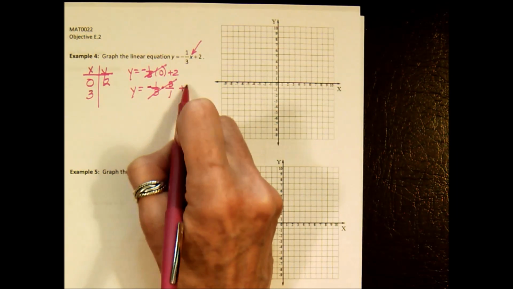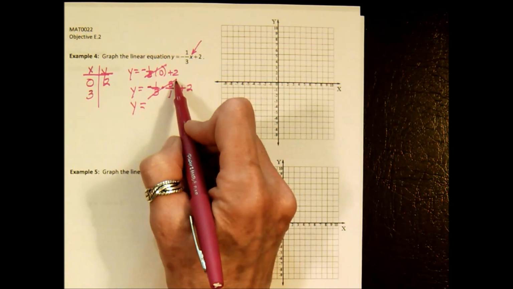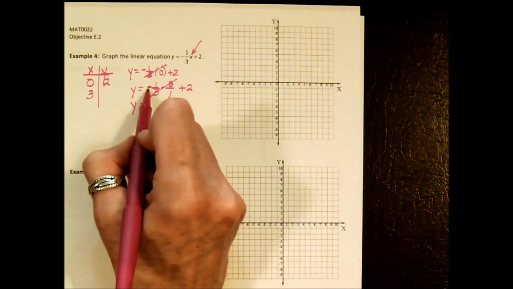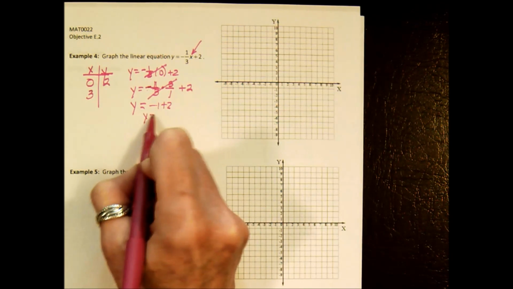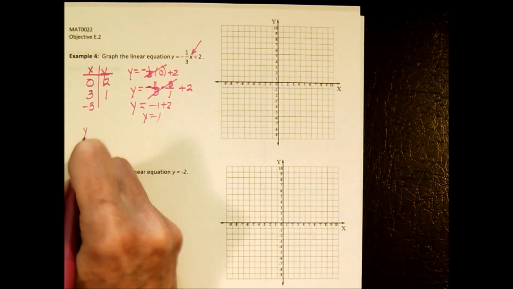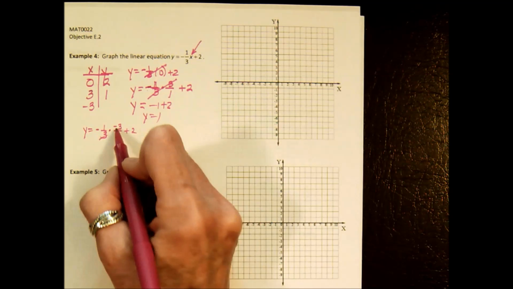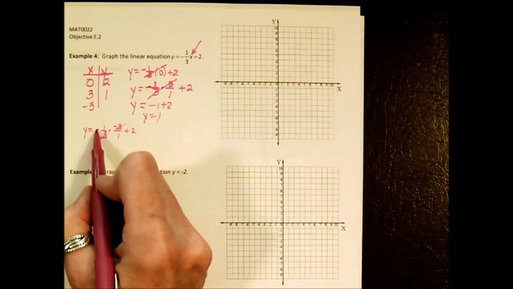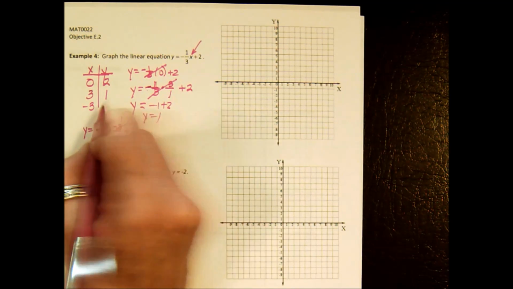Now I still have the plus 2 here. So I got rid of my fraction by picking smart for the x. So now I've got negative 1 plus 2, or y equals 1. Okay, now we have enough to graph it, but I want to keep going. What would be another smart pick for x? What about negative 3? y equals negative 1/3 times negative 3 over 1 plus 2. Doesn't it still cross cancel? Now I have a negative 1 times a negative 1, which is a positive 1 plus 2, which is 3.